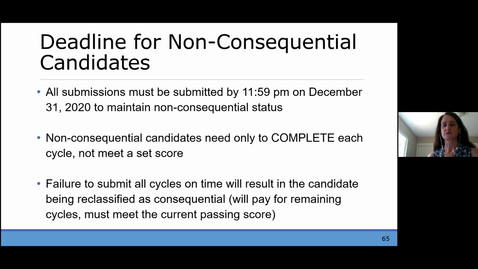If a non-consequential candidate fails to submit all 3 cycles after December 31st, they will revert over to a consequential candidate. That means any remaining cycles they may need to complete would need to be completed as a consequential candidate. That means they would be held to the passing standard. It also means that they will need to register and pay for the cycle. So we really encourage those programs that still have non-consequential candidates to get those cycles completed.